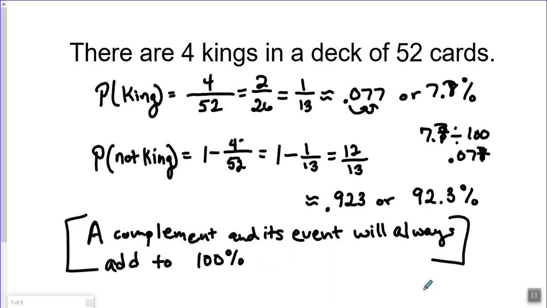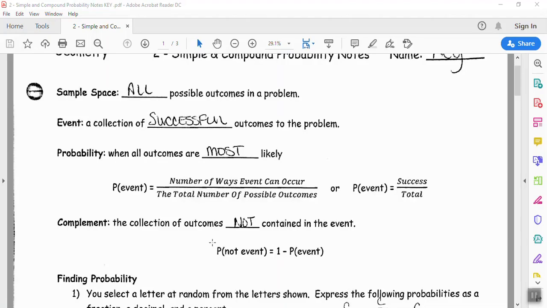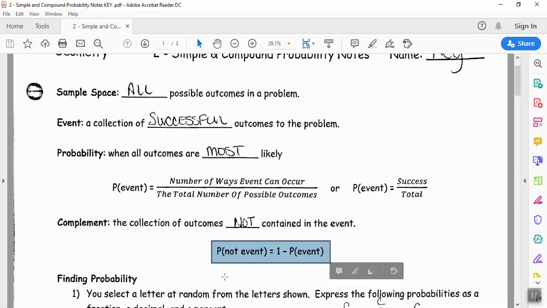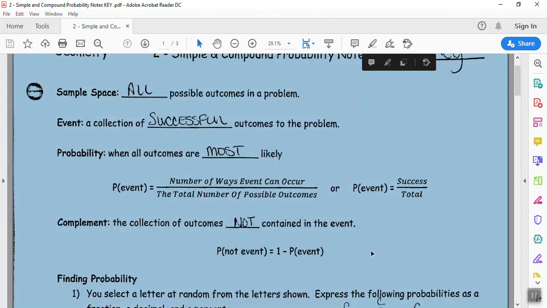All right? Anyways, coming back to your page of notes, that's what this probability means. The probability that an event doesn't happen is 1 minus the probability that the event does happen. Okay?